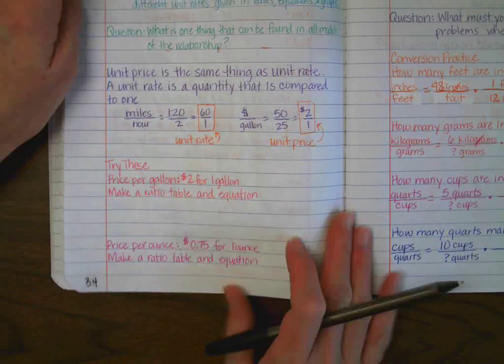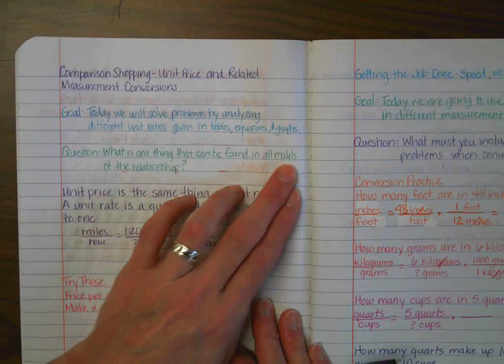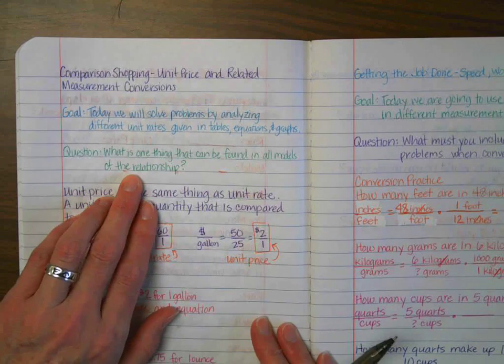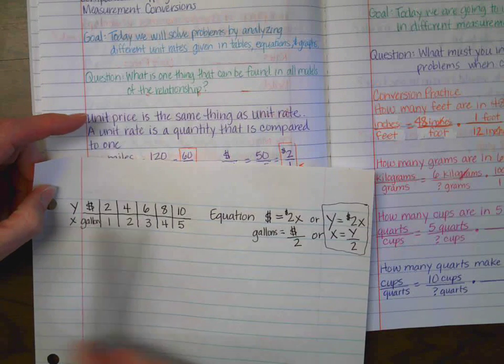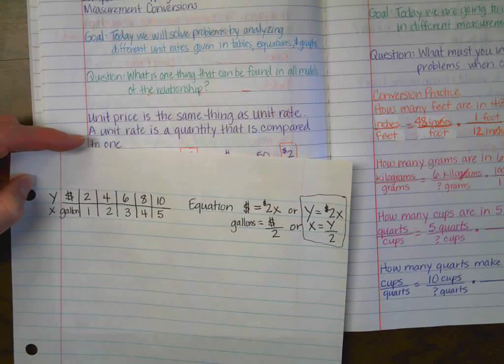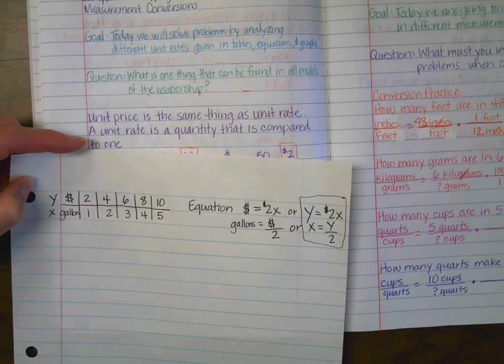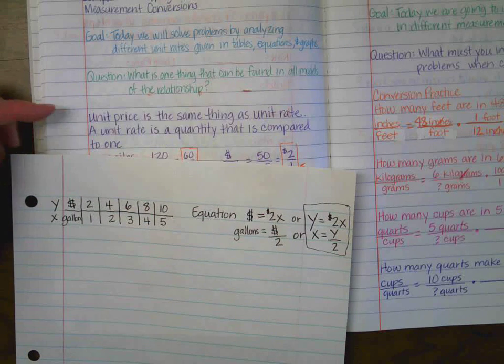So let's go back to our question. What is one thing that can be found in all models of the relationship? Everything that we had in there, you had to know your x and y values on both of them. So I would say your identified amounts are in all models.